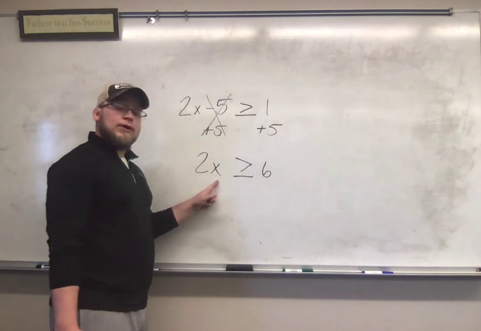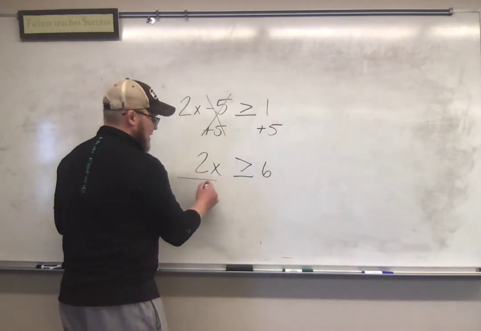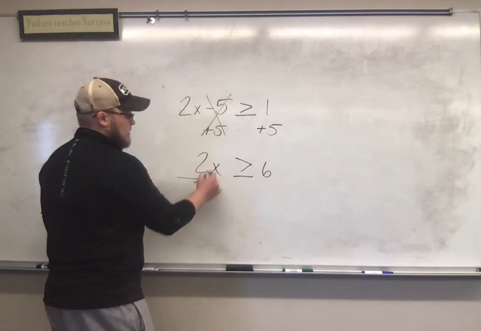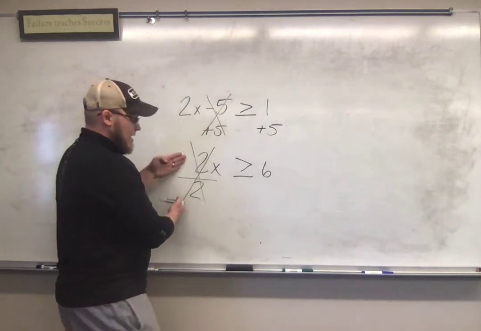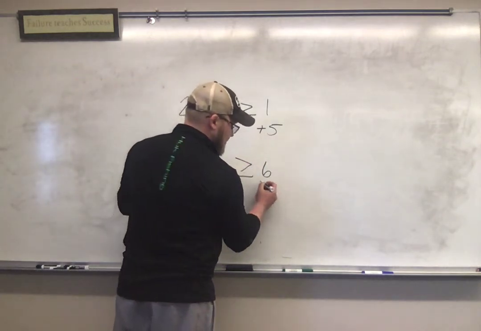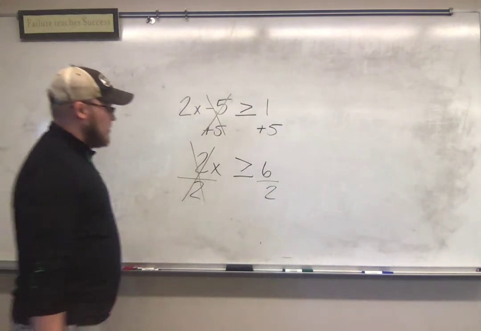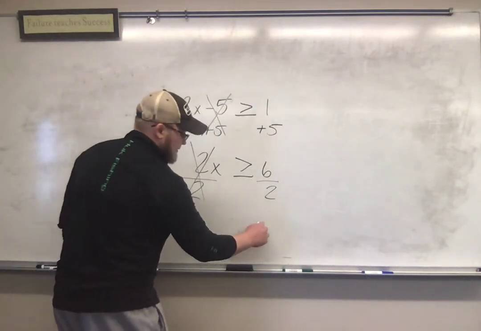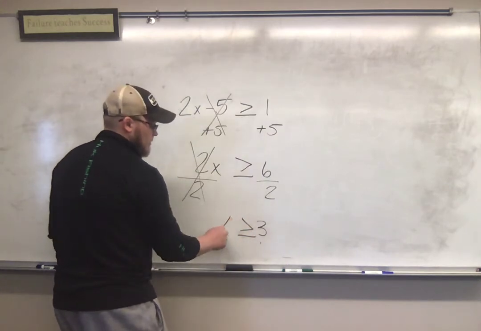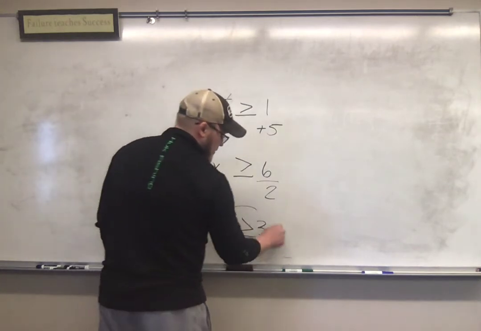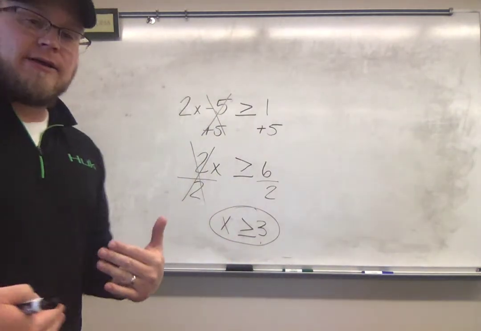2 times a number we don't know, you do the opposite of times, you divide. So we're going to divide by this number, 2. That cancels that side out. But if you do it to the left side, you have to do it to the right side, which 6 divided by 2 is 3. So your final answer should look like this. 3 should be in there, the greater than or equal to, and x. Now, there's your final answer for solving the problem.